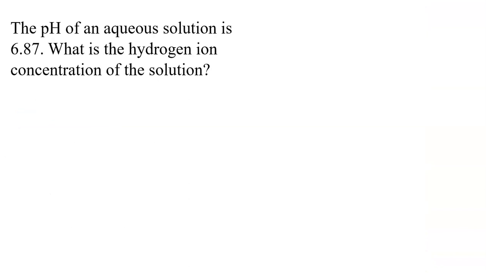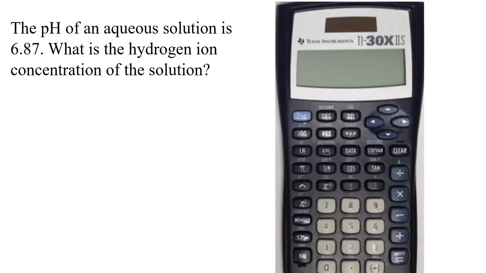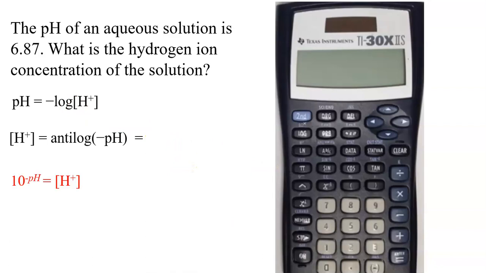All right, for another one, another really common type of problem, says the pH of an aqueous solution is 6.87. What is the hydrogen ion concentration of the solution? So in other words, this time they've given you the pH. And you use the same type of equation, but just rearranged slightly. It would be more commonly written like this: the hydrogen ion concentration is equal to 10 raised to the negative pH power.